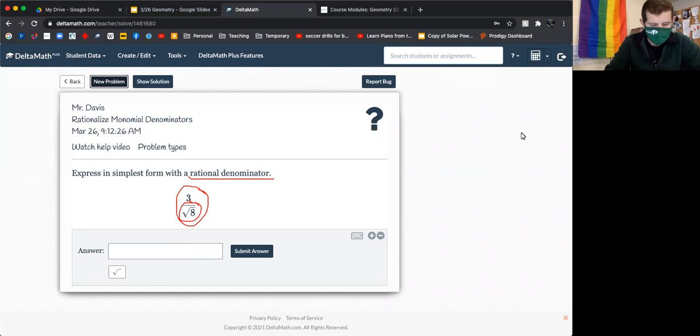The important thing about it is that we cannot have a radical left in the denominator, so we want to get rid of that. The way that we rationalize the denominator is we turn this into a rational number, which makes sense, I guess. As we're figuring out how to do that, it's basically just a trick to simplify this more, because it doesn't change our answer fundamentally.